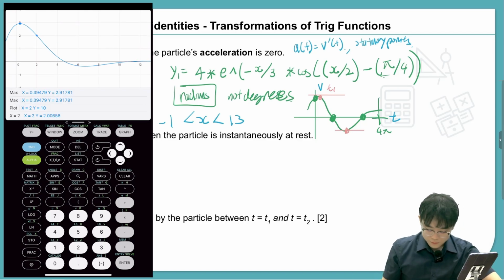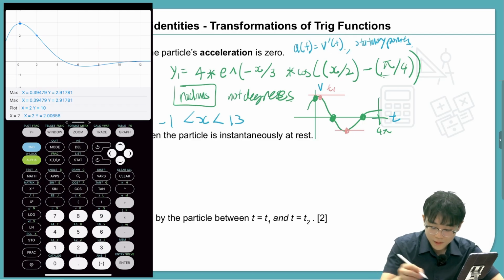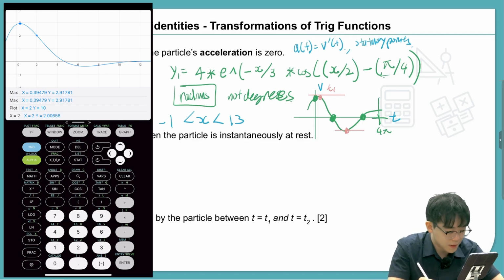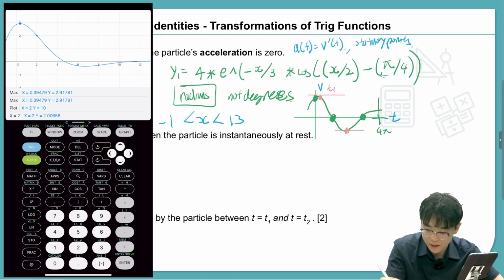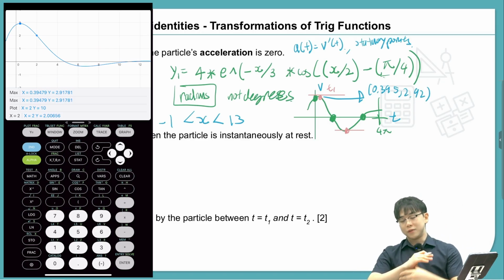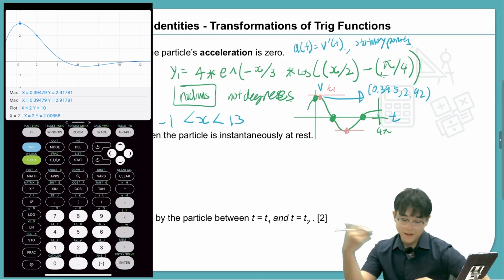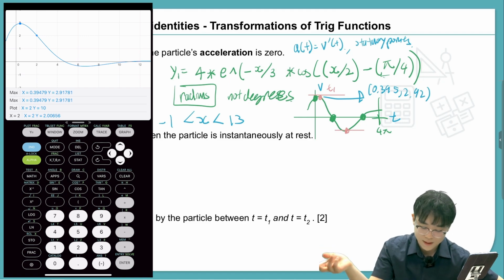So it correctly gives me 0.39479. So T1 is going to be 0.395 seconds. Right? So on your calculator, it should return this point as 0.395 and 2.92. So at 0.395 seconds, the velocity is 2.92 meters per second. The acceleration is 0. Next, the particle is at rest at T2 for the second time.